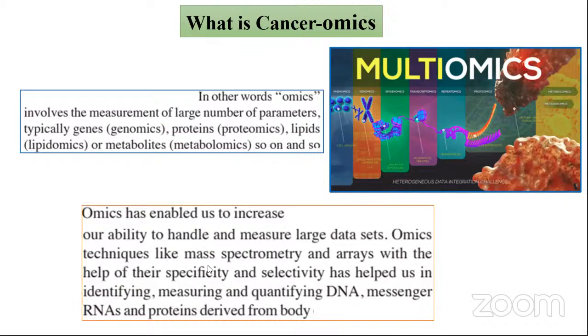Omics techniques like mass spectrometry arrays, with the help of their specificity, let us study selectivity data, which can really help to identify, measure, and quantify DNA or other data, for example messenger RNA, or the proteins derived from the body. So all these data sets we are going to cover with the omics approach.